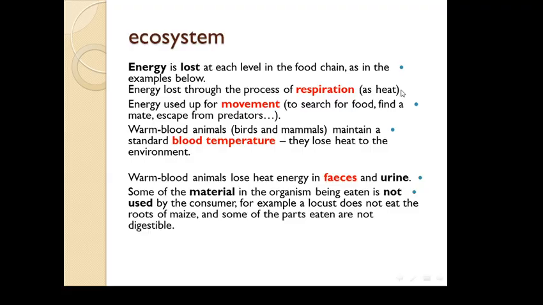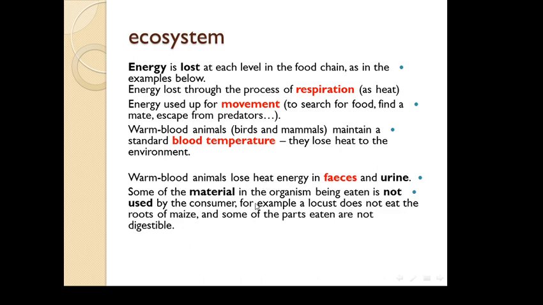Energy is lost at each level in the food chain, as in the example below. Energy is lost through the process of respiration, as heat. Energy is used up for movement, so respiration and movement are the ways energy is lost. Movement such as animals searching for food, finding a mate, escaping from the predator, and so on. Warm-blooded animals like birds and mammals maintain a standard blood temperature. They lose heat to the environment. Warm-blooded animals lose heat energy in feces and urine.